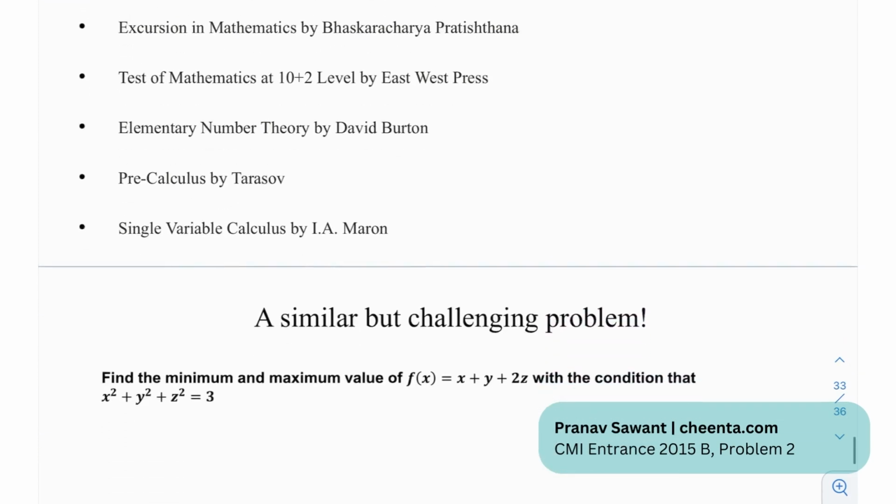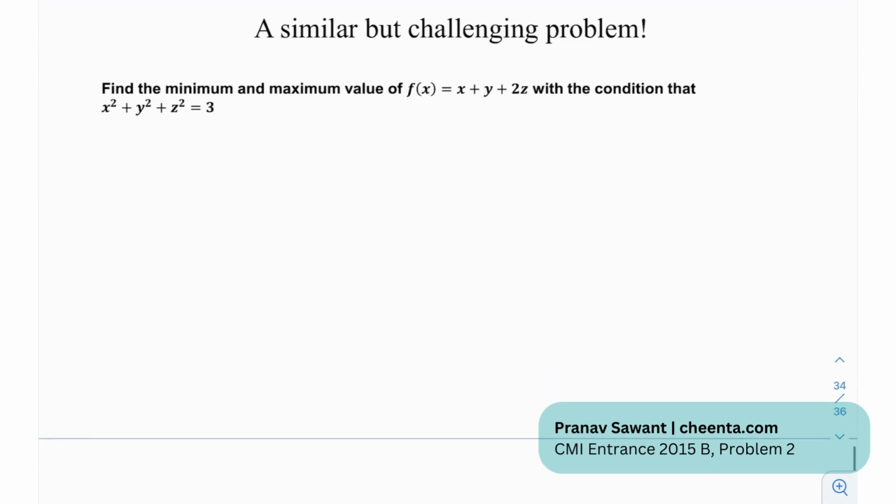Maron. And after this we have a little bit of a challenging problem for you, and I want you to find the minimum and the maximum value of the function f of x, y, z equals x plus y plus 2z with the condition that x square plus y square plus z square is equal to 3. This is a little bit of a challenging problem. Just try to kind of wrap your head around it, see where you go.